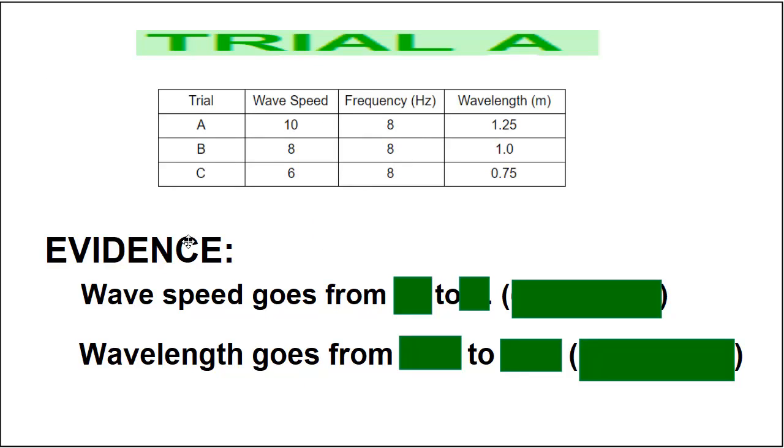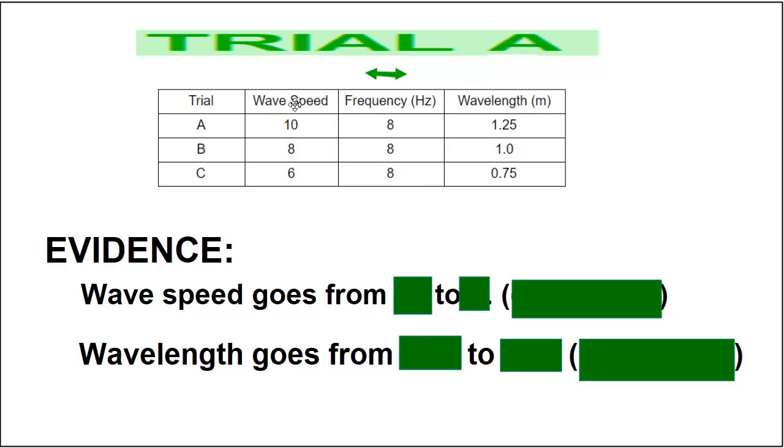First thing you want to look at, the first thing you should fill out is the evidence. So you want to look for numbers that are changing because those are the ones we're going to be comparing. Now I'm looking right away. I see frequency is 8 the whole time. So frequency is constant. It's not changing. So basically, I'm going to ignore frequency because it's not affecting these other two. So this is all about speed and wavelength because they're the ones that are changing.